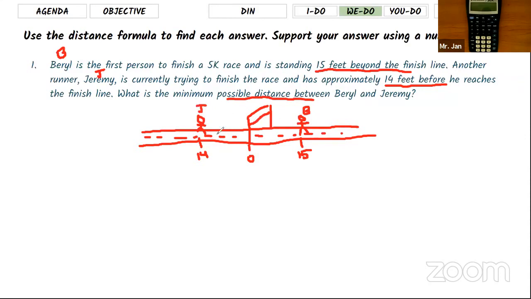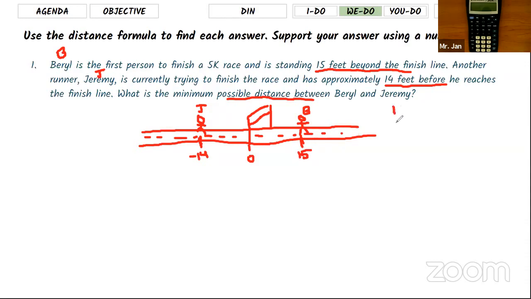So the question is, these are the two guys, and these are their standing points. What is the minimum possible distance between these two? By the way, Jeremy is on the left side of the zero, which means he didn't finish. That means he still owes 14 feet till the finishing line, which is negative 14. Now we need to find the distance between negative 14 and 15.